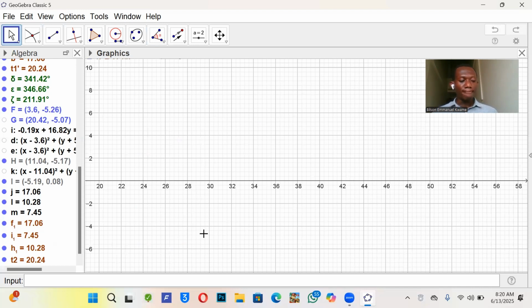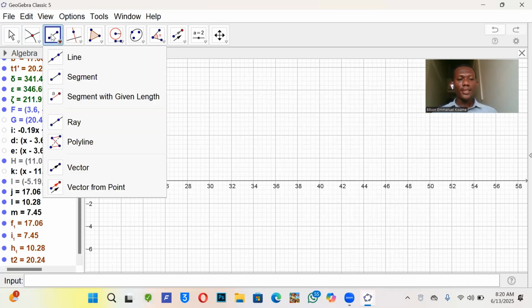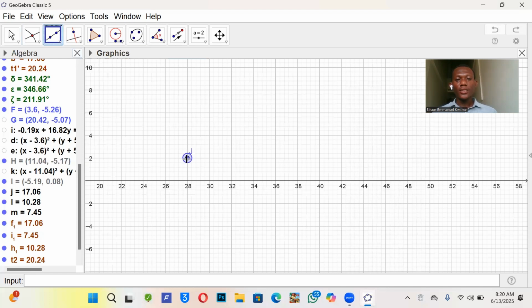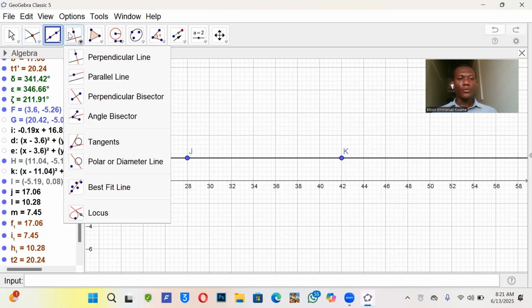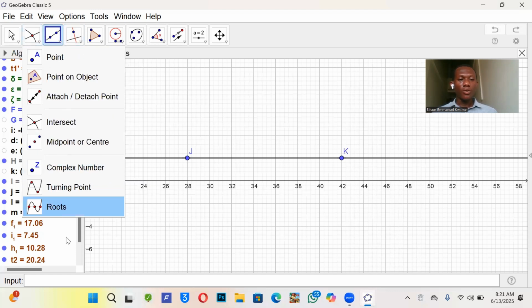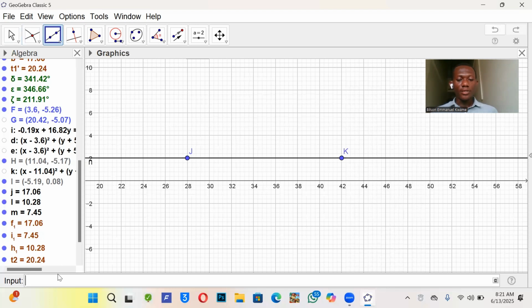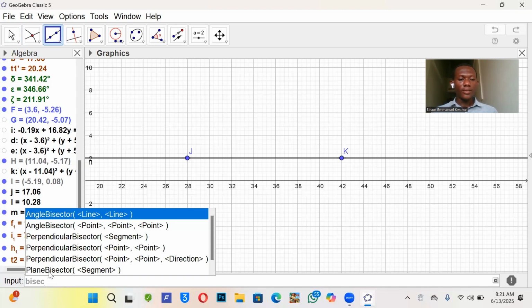So to do that, first of all, we can create a line, right? We come to this part, then we activate a line. So after creating the line, the next thing we are going to do is to come to the input field, then let's type perpendicular bisector. You can see perpendicular bisector, right? Let's type this perpendicular bisector, right?